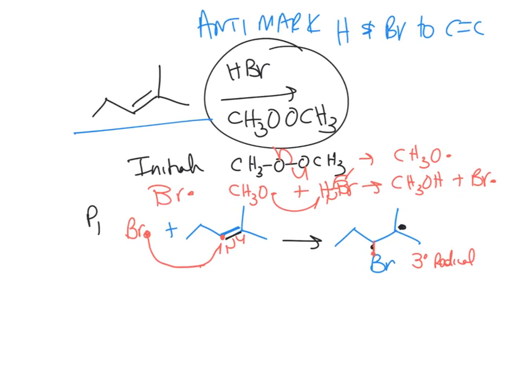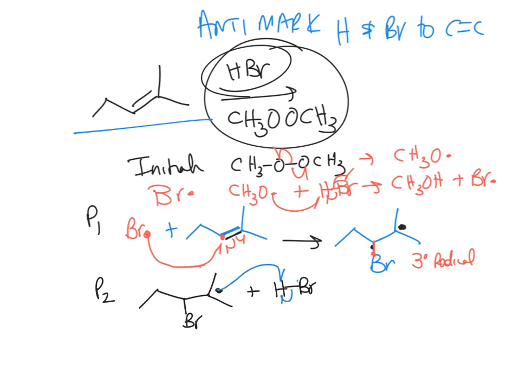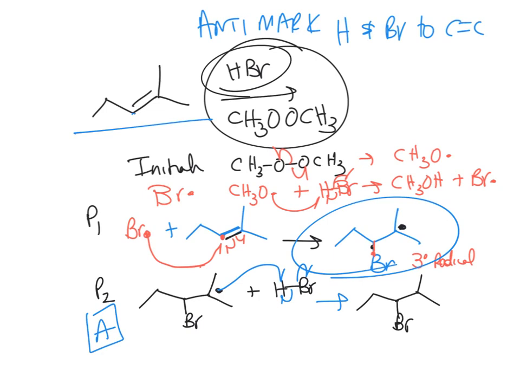And now for P2, you just copy this bromine radical down, and you react it with another HBr, okay? So you react that with another HBr, and now this is the time when you get to add your hydrogen. And that's how you get the anti-Markovnikov, where the bromine adds to the least substituted carbon. And when you look at that, you can see that A matches this tertiary free radical.